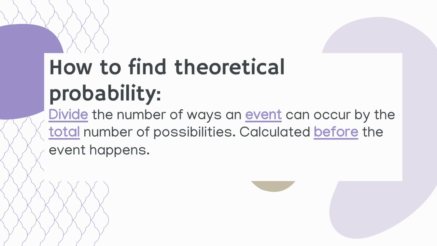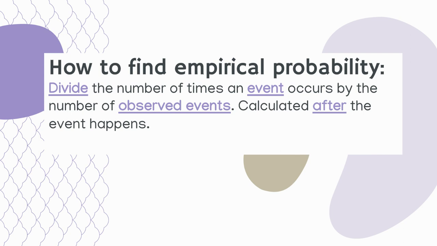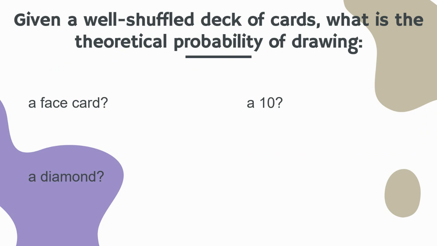So finding theoretical probability, you take the number of ways an event can occur divided by the total number of possibilities. The important piece of this is that theoretical is figured out before the event happens. Empirical probability, you divide the number of times the event happened by the total number of times you did the experiment. And that has to be done after the event happens, okay? So theoretical comes first, and then empirical is sort of your data from your experiment.